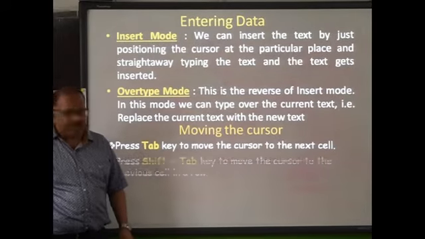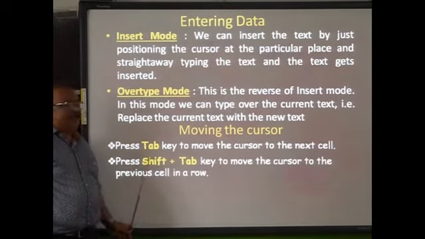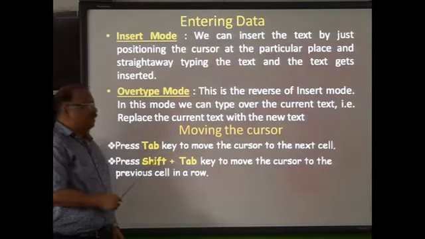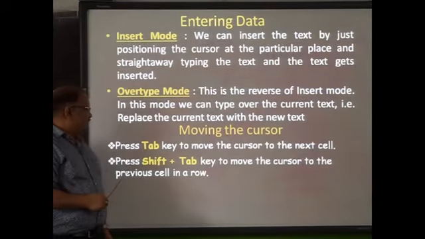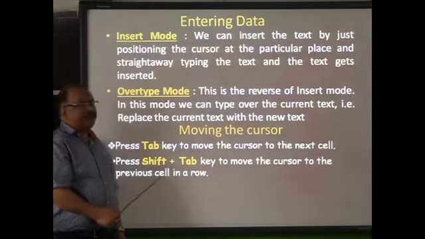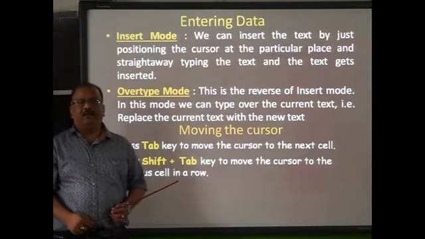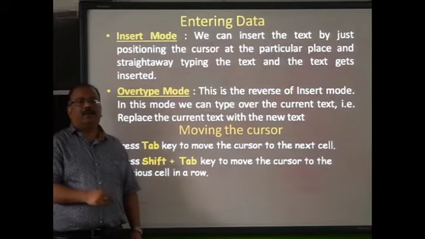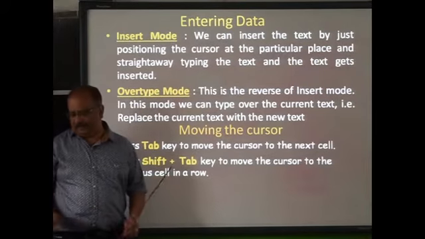Okay. The next one is Shift and tab key together. You have to use these two keys in combination. Press Shift and tab key to move the cursor to the previous cell. Now here what happens, when you click these two keys together, it goes to the previous cell, left hand side.